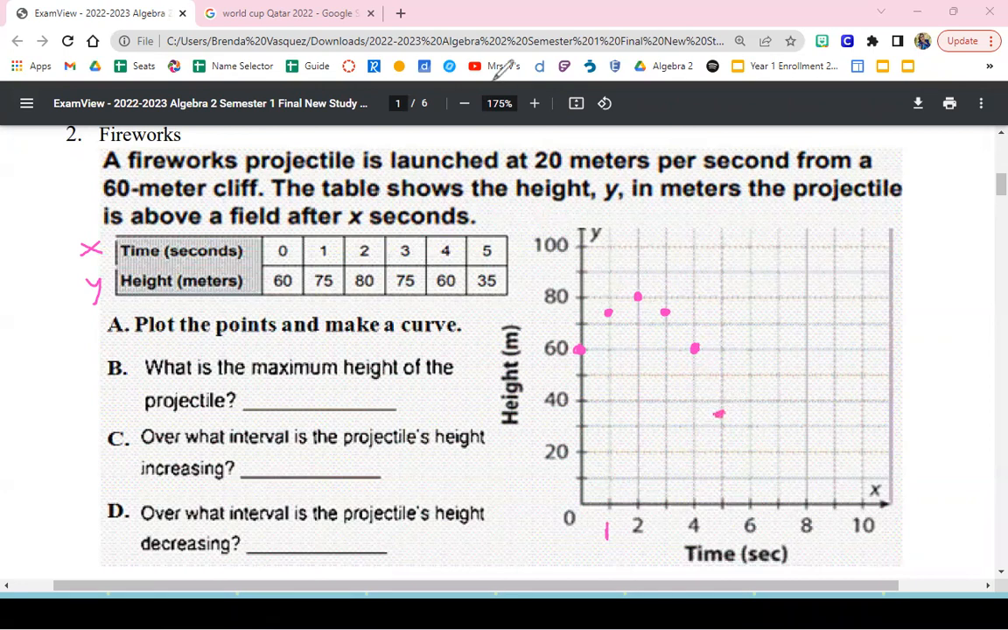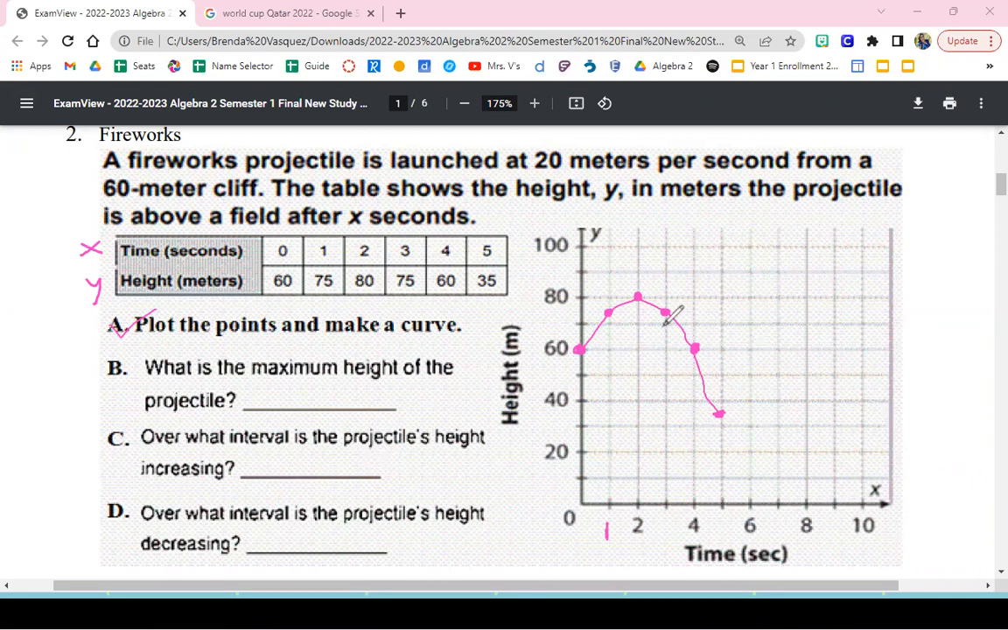So let's go ahead and create our beautiful curve. From here to here to here and all the way down. Awesome. Okay. Now we plotted our beautiful points and we marked our beautiful curve. Now, we don't need more points because obviously we're just looking at that piece of the trajectory of the fireworks. After that, they disappear. So the same thing as whenever you throw something, you throw it and then it comes back down. So our second point is going to ask us, what is the maximum height of the projectile?